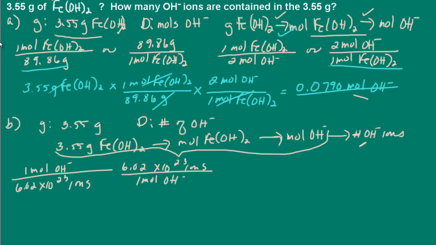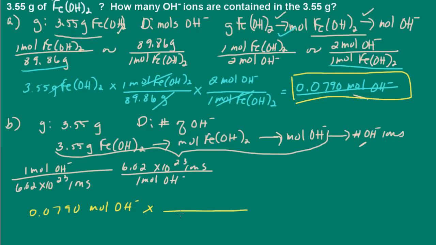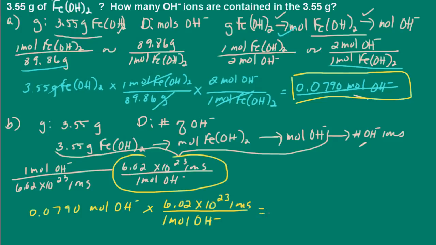All I need to do here is start with number of moles because we already did this in part 1. So I have 0.079 moles of hydroxide ions. And we know that 1 mole of hydroxide will contain 6.02 times 10 to the 23rd ions. So that gives us, when we calculate, 4.76 times 10 to the 22 hydroxide ions. That's a lot of ions.